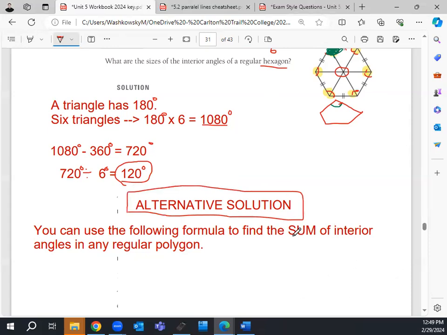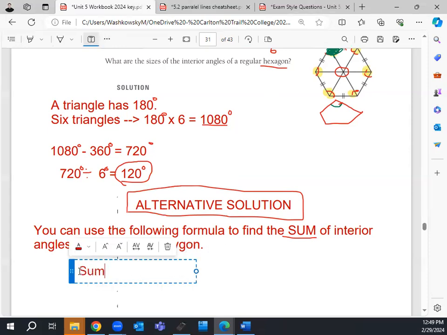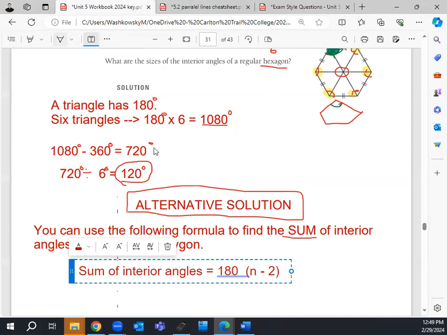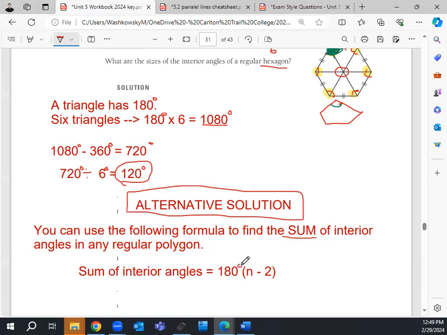So if I want to try and find the sum of the interior angles, so that's all of the interior angles added up, how can I do that? Well, the formula we use is this. Sum of the interior angles is equal to 180 degrees times n minus 2. You might be wondering, what's n? I will talk about that just shortly. So this is 180 degrees times n minus 2.